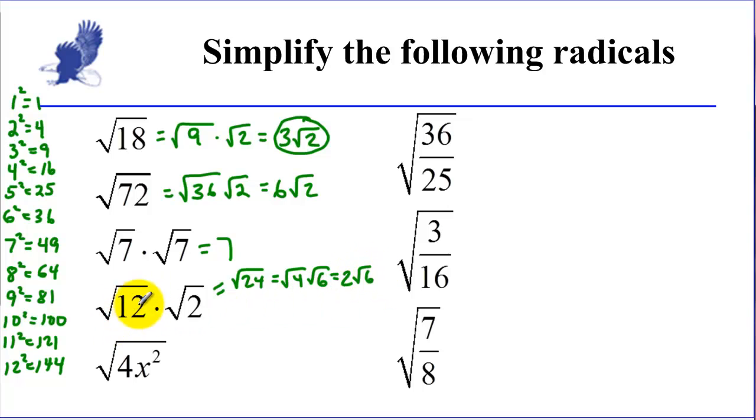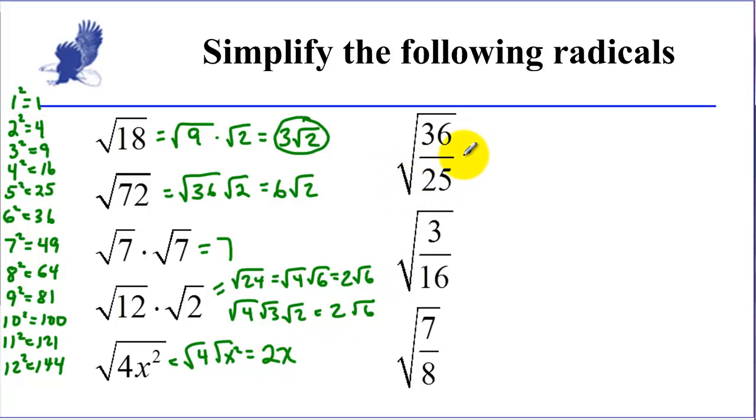We could also split this up. It's divisible by 4, so we would get radical 4 times radical 3, and then we have times radical 2. This is 2. And we can combine those using our multiplication property of radicals to get our radical 6. Here we can split this up into radical 4 times radical x squared, and radical 4 is 2, and radical x squared using the property would be x here.